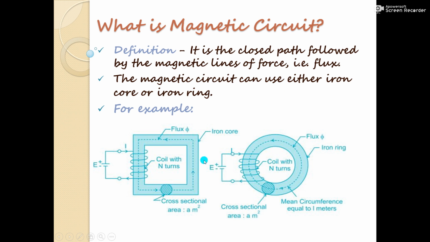For example, this is the simple construction of a transformer, in which you will see the magnetic circuit is there. The circuit which follows the path of magnetic fluxes. Another example is the iron ring, where you can observe the path for the magnetic fluxes, which is nothing but the magnetic circuit.